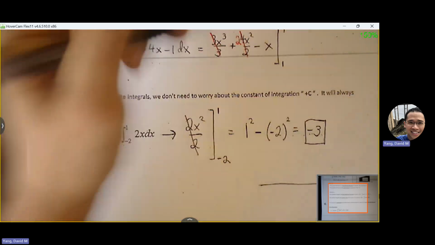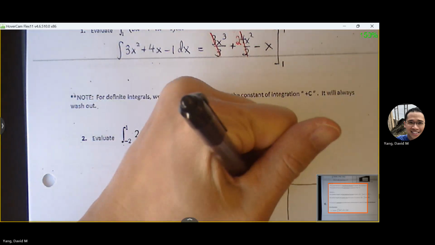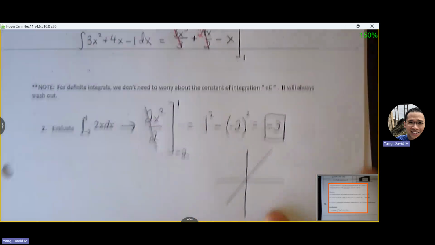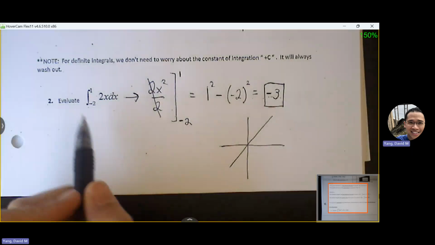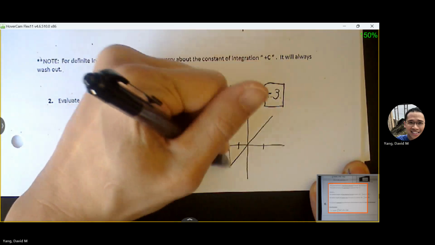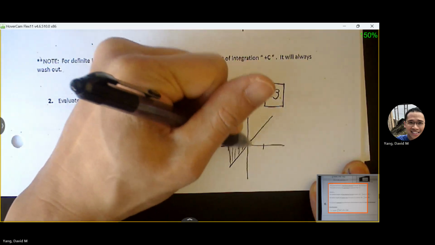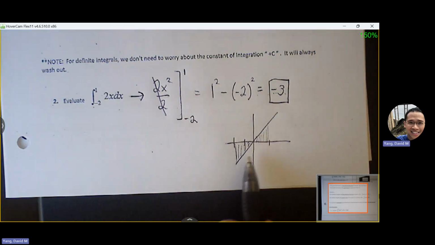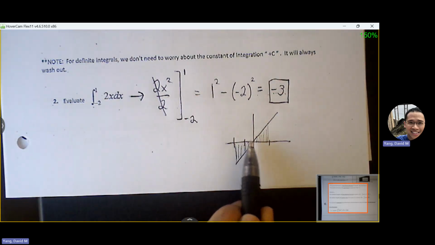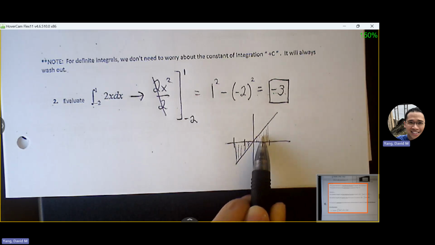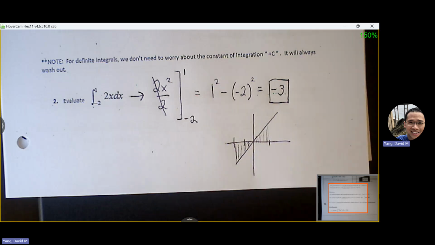the graph looks something like this. Basically what this is doing is finding that region between -2 and 1. So it's telling us information about that shaded region. But here, these are accumulations of negative y values because these are all below the x-axis. So this ends up being a -4 plus 1, which is why we're getting a -3.